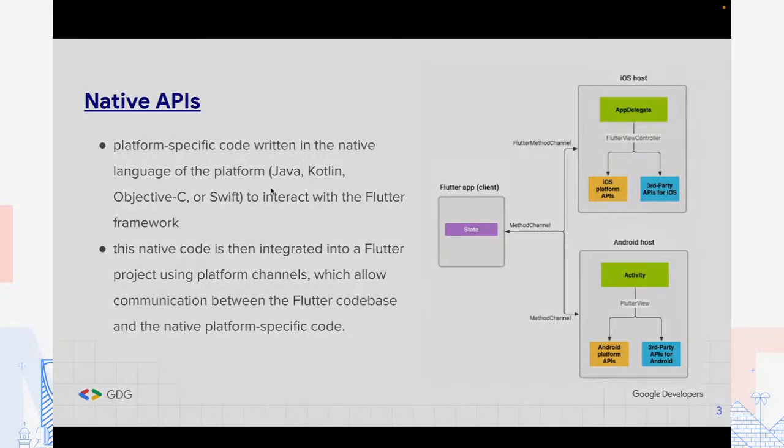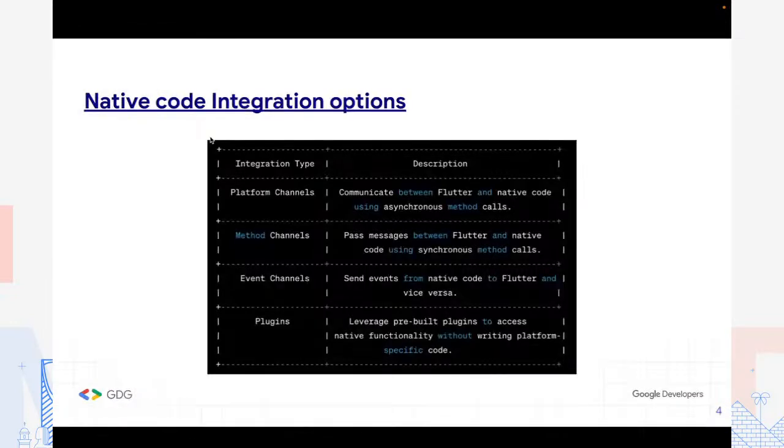So now let us look at what are the integration options, the native code integration options. So we have four types. We have platform channels, method channels, event channels, and plugins. What are the four different ways in which you can integrate the native code into the Flutter app? So first one is using the platform channels. Now, communication between the Flutter and the native code is done using asynchronous method calls.